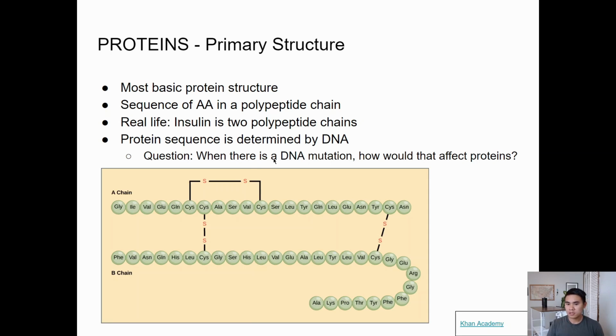Question: when there's a DNA mutation, how would that affect proteins? So think about that. If there's a DNA mutation, how does that affect proteins? But don't just give me a basic answer, think about why. So just keep asking yourself, dig deeper into your answer. Why does it do that? Why does it do this? Okay, if it does this, why does it do that?